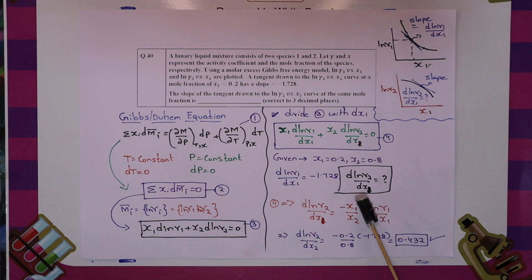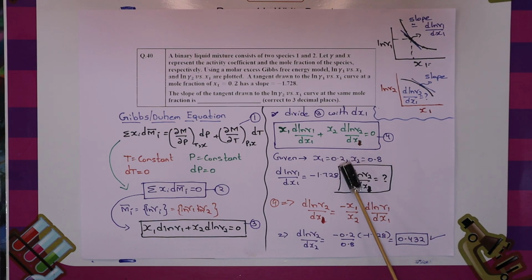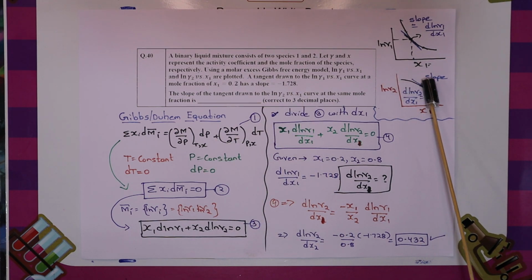x1 is given as 0.2, and x2 is nothing but 1 minus 0.2, which is 0.8. So the slope is 0.432. This is the information required: the slope of the tangent drawn to the curve ln gamma 2 versus x1. So now, this completes the story. Thank you very much.